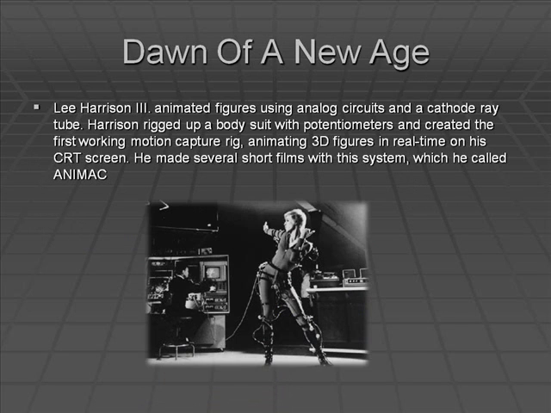The beginning of the age of the digital puppet. The dawn of the age was in the 1960s. Lee Harrison III animated figures using analog circuits and cathode ray tubes. Harrison rigged up a bodysuit with potentiometers and created the first working motion capture rig, animating 3D figures in real time on his CRT screen. He made several short films with this system, which he called Animac.